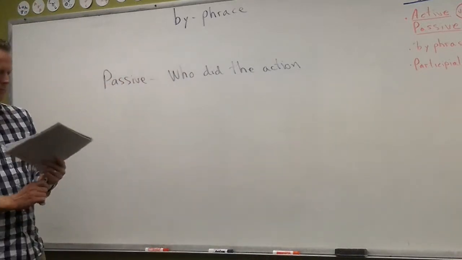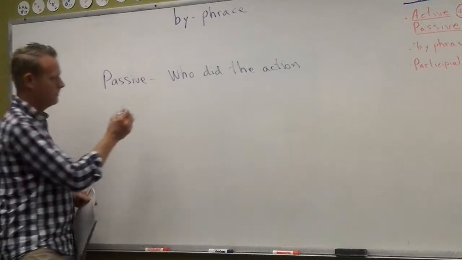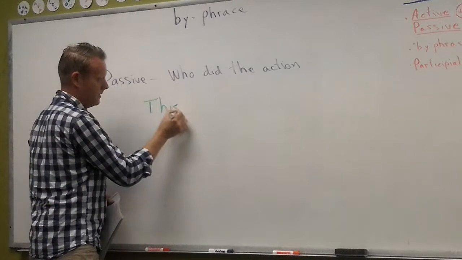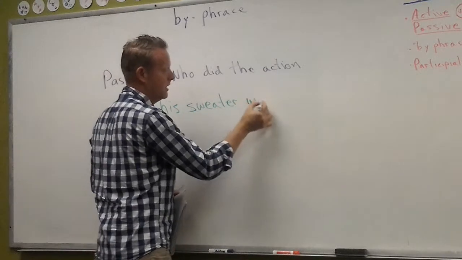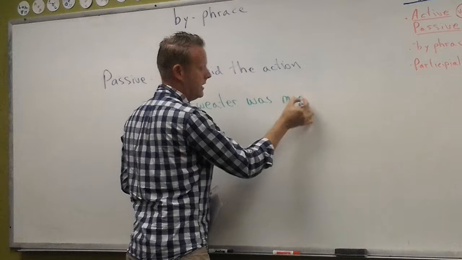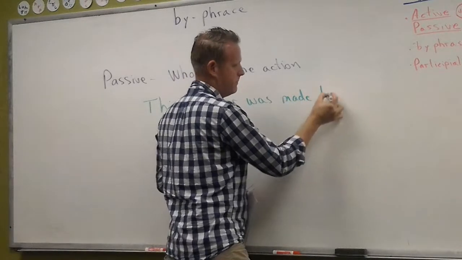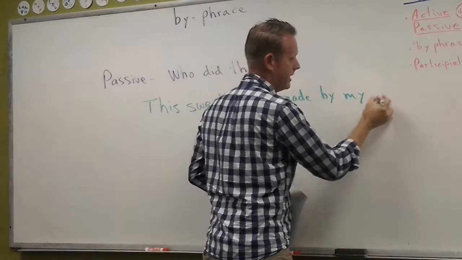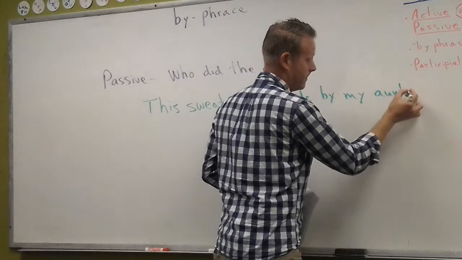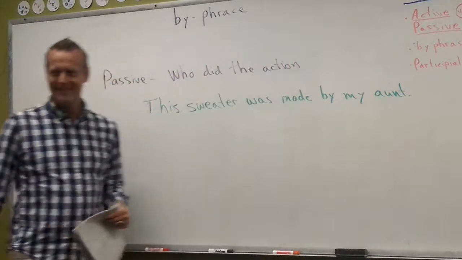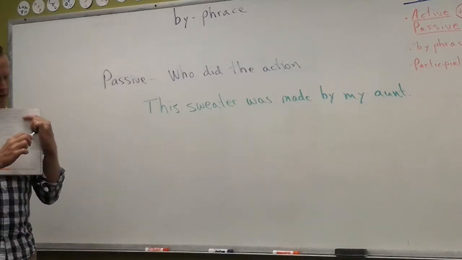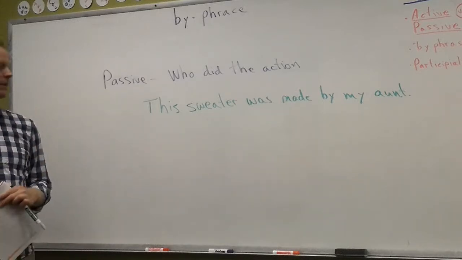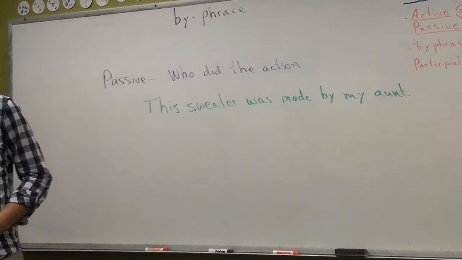This sweater was made by my aunt. Good. Amazing. This sweater was made by my aunt. I had one sweater. Really, it was made by my aunt. See, that's special, right? So if you want to make a point of telling everybody that your aunt made a sweater, you use the by phrase.